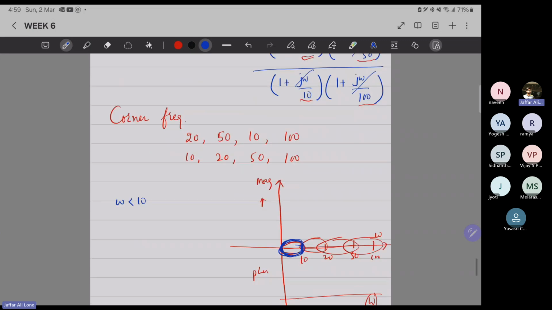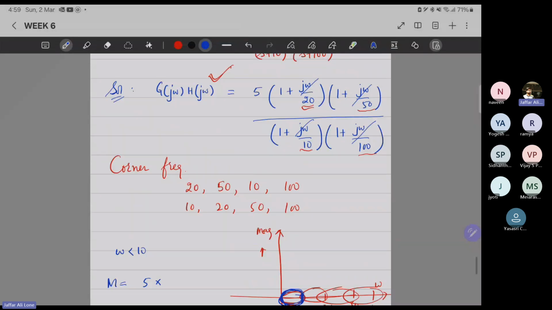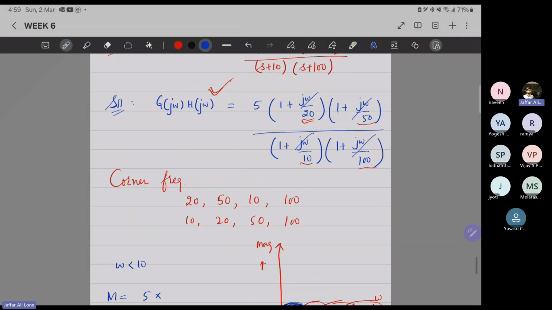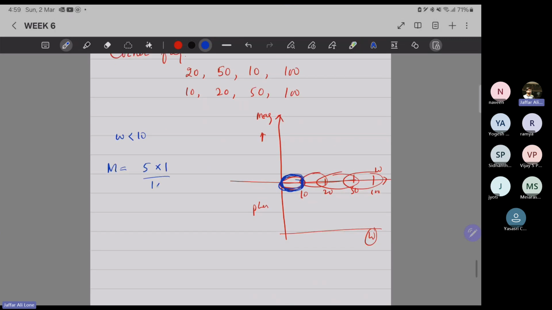So what will be my magnitude? So my magnitude will be 5 into, you will ignore all omega terms, it will be 1 into 1 into 1 into 1, right? So it will be 5. My magnitude will be 5, and my magnitude in decibels will be 20 log of 5.